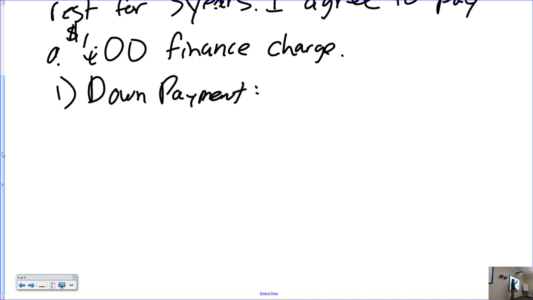Down payment. How much should we put down on this particular tractor, folks? $1,500. Why? Yeah. That's what I'm putting in. That's what I said, right? That's all I had on hand, right?